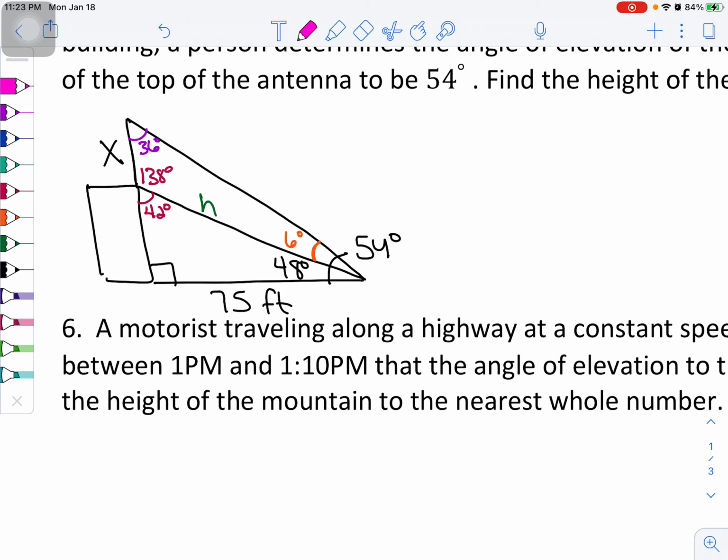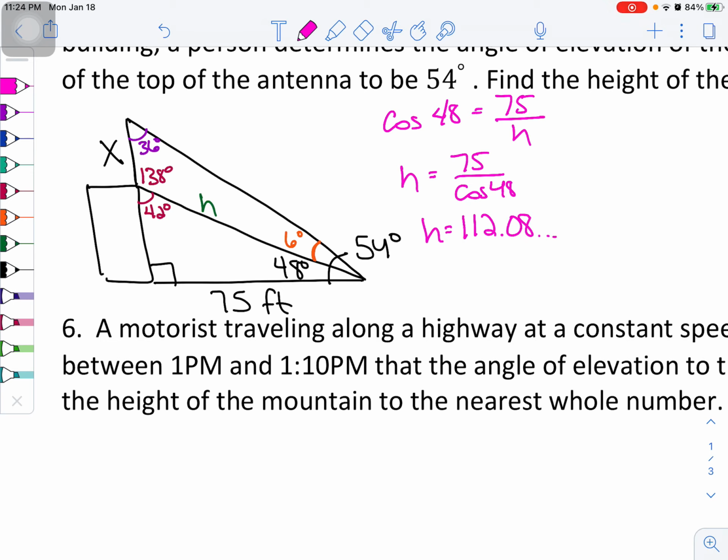So let's see. I'm going to do cosine of 48, which is equal to its adjacent side of 75 over the hypotenuse of h. So a little cross multiplication, and you would get h is equal to 75 over cosine of 48. Yes, I did a couple of steps there. It's okay. All right, so 75 divided by cosine of 48. So h is equal to 112.08 and some more stuff after that.